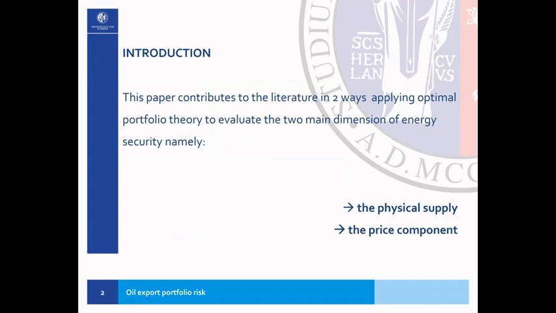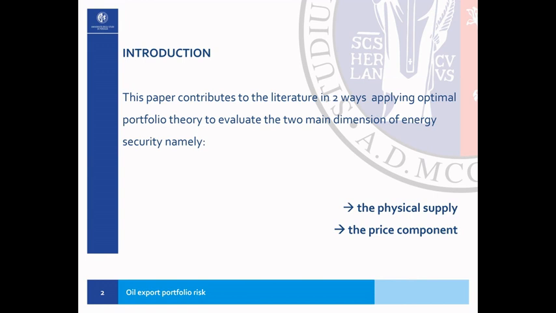What I wanted to say, now that everything is settled, is a very simple thing. I will take a little time because the idea is very simple and very naive. We're taking the optimal portfolio theory as we teach to students in the first year, and we try to analyze energy security from the export viewpoint, looking at two indicators: the physical supply, so the quantity, and the price component, the price of oil.